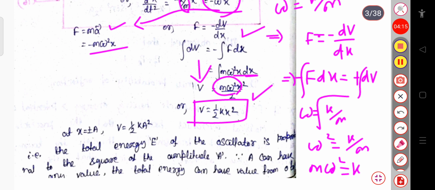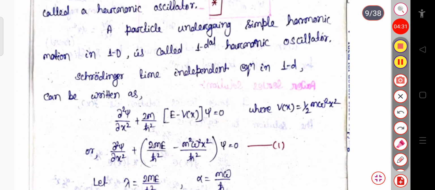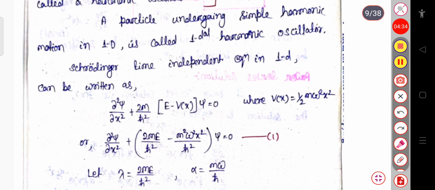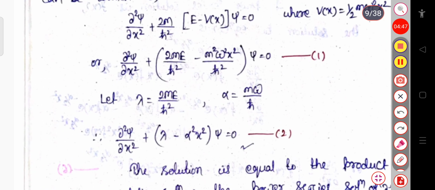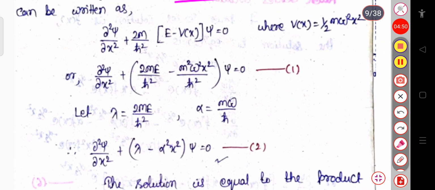That is, when a particle having mass m is stretched from the fixed position on a rigid support, the potential energy will be equal to 1 by 2 k x square. Now we first consider a particle undergoing simple harmonic motion in one dimension, and that is called the one dimensional harmonic oscillator. The Schrodinger time independent equation in the one dimensional system we can write as d square psi by dx square plus 2m by h cut square whole into E minus V of x into psi equal to 0.